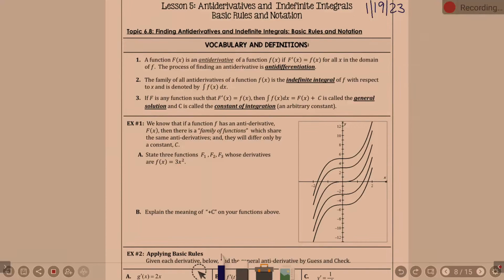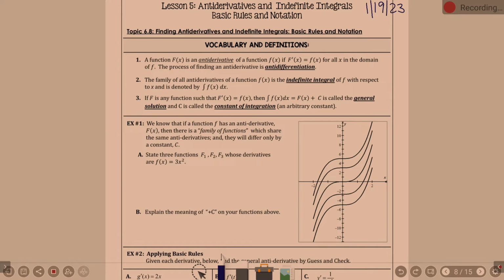Okay, guys, lesson 5, antiderivatives and indefinite integrals, basic rules and notations. As we start looking at this, we're going to start learning how to take antiderivatives and learning some of the rules. So a little bit of vocabulary and definitions.